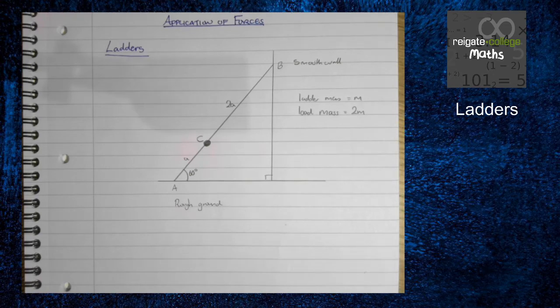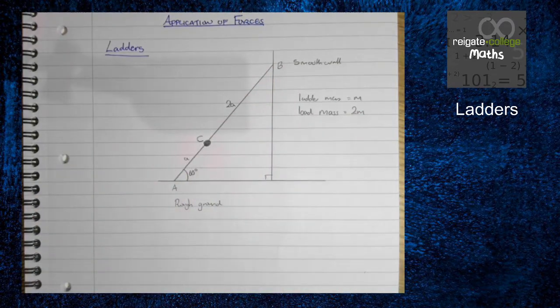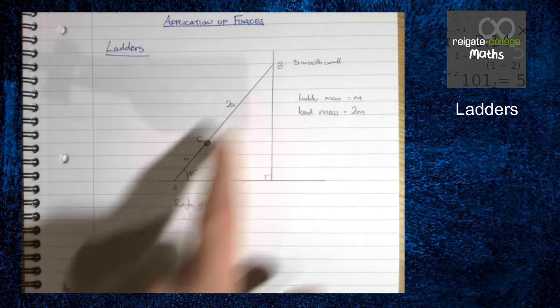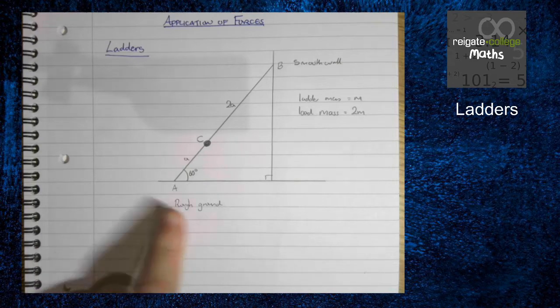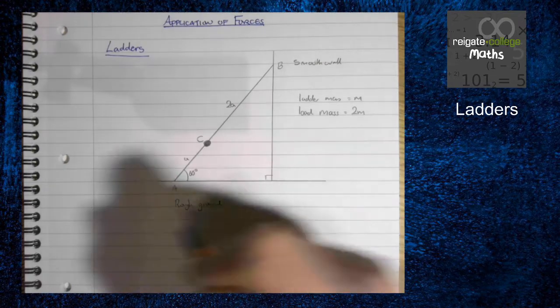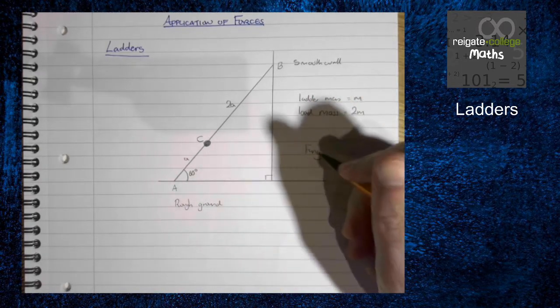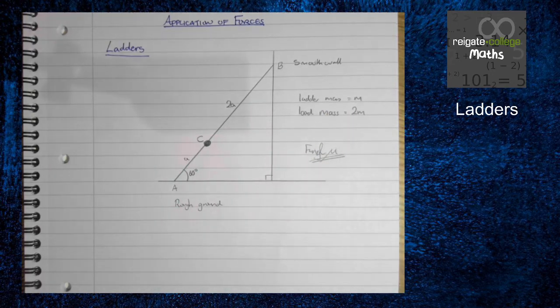So in this case, we have a ladder of mass m and length 3a. The load on the ladder is at point C, which is a third along the way, and the mass of that load is 2m. It's resting on rough ground and against a smooth wall. It's in limiting equilibrium, and what we are trying to do, for at least part A, is find the coefficient of friction. The thing with these problems is they're a combination of a couple of topics.